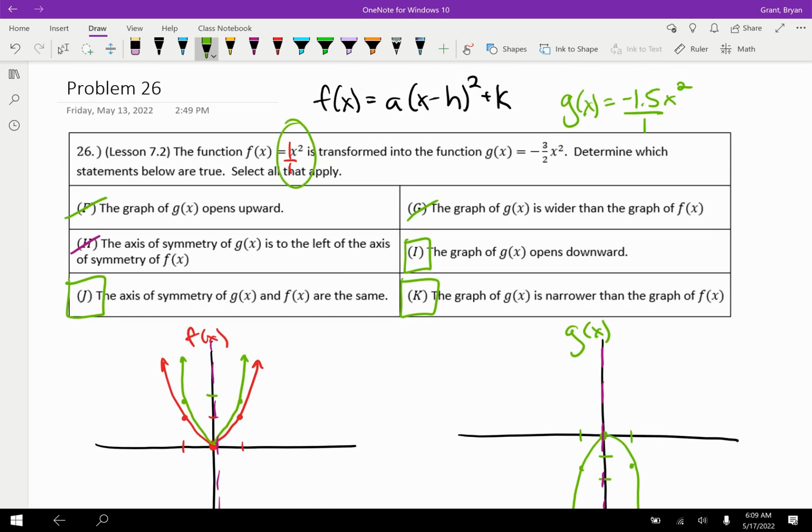Make sure you're comfortable graphing these. Right? We call f of x equals x squared the parent function. We should be super comfortable graphing the parent function. It just starts at 0, 0, and you sketch everything in.